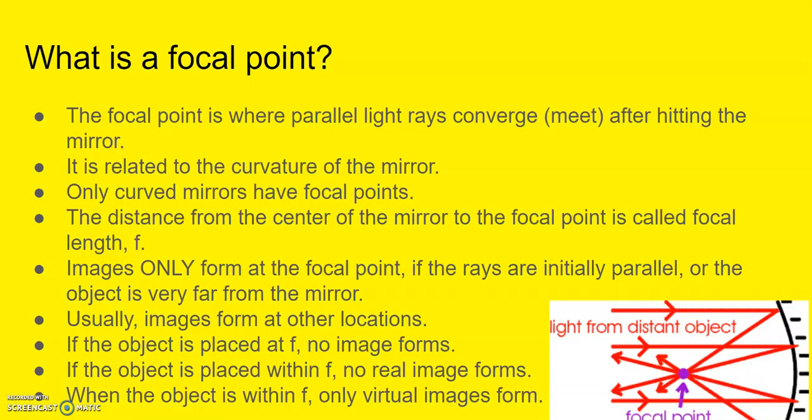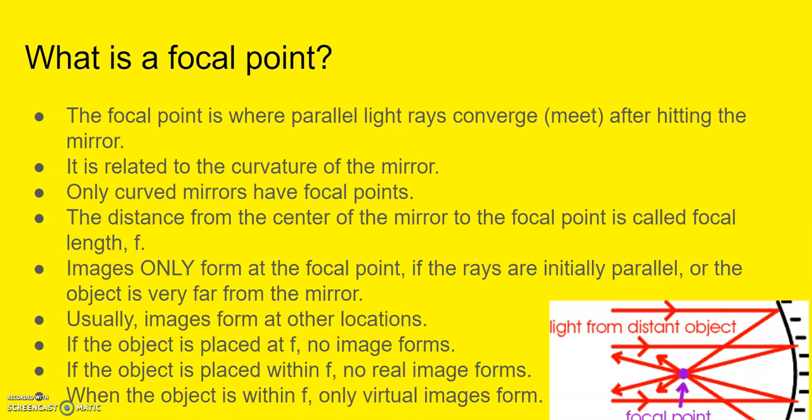Now, what is a focal point? Well, here's where it starts to get a little bit messy. Now, the focal point is where the light rays converge or meet after hitting the mirror. Down here is where they converge. I apologize. This gets cut off a little bit here. It is, of course, related to the curvature of the mirror, and only curved mirrors have focal points. Remember, so far we're only talking about the concave types.